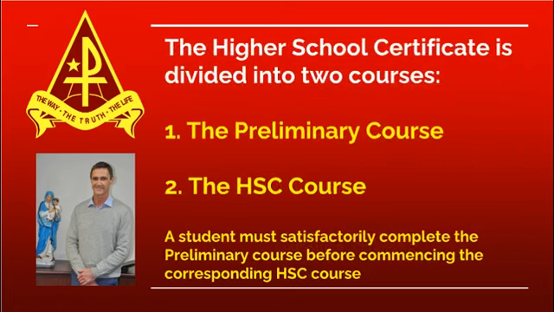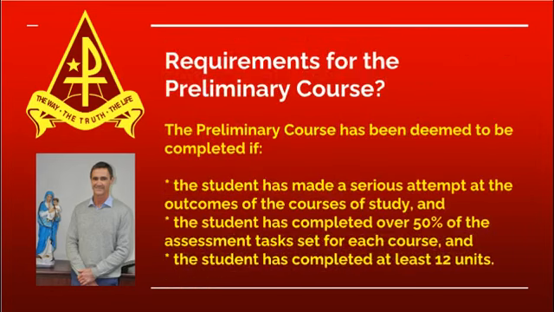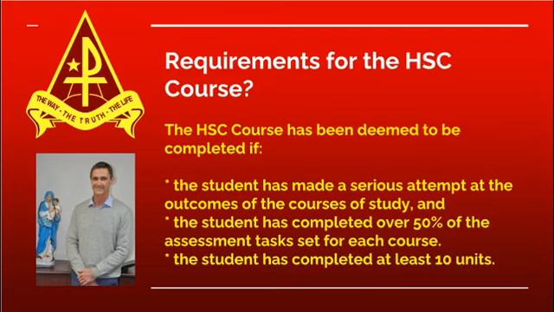The Higher School Certificate is divided into two courses, the preliminary course and the HSC course. A student must meet the requirements of the preliminary course before they can commence the HSC course. To meet the requirements of the preliminary course, a student must make a serious attempt at all the outcomes of the course, complete over 50% of the assessment tasks set, and complete at least 12 units. To meet the requirements of the HSC course, a student must make a serious attempt at all the outcomes of the course, complete over 50% of the assessment tasks set, and complete at least 10 units.